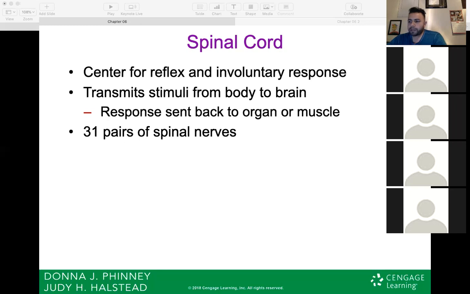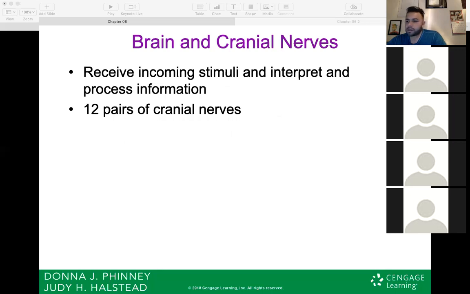There are 31 pairs of spinal nerves, and they are named and numbered according to the closest vertebrae that they control. The brain receives incoming stimuli and interprets and processes the information and directs them to various sections to create a response. There are 12 pairs of cranial nerves, which are numbered with Roman numerals, connecting in the front of the brain.